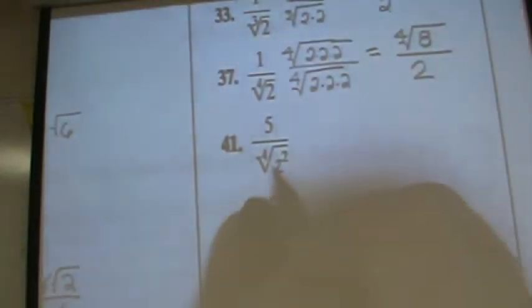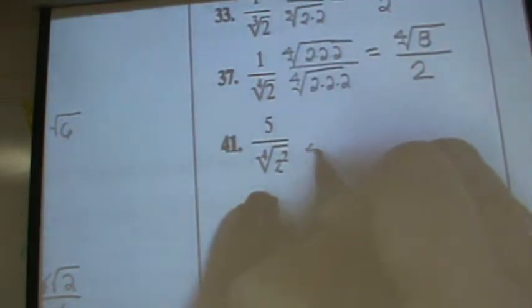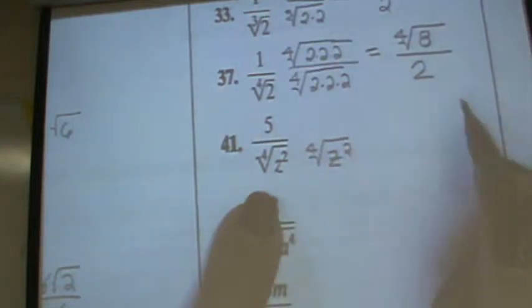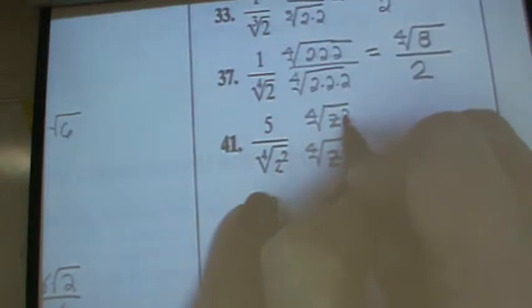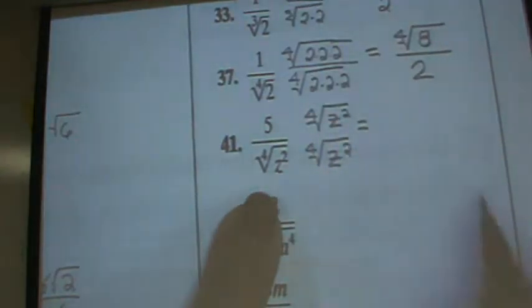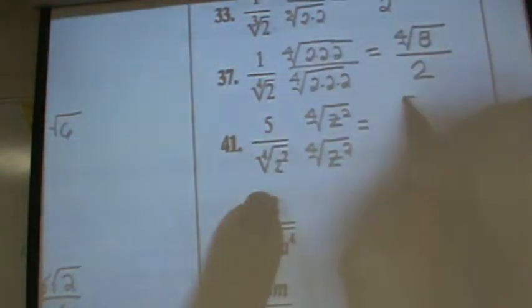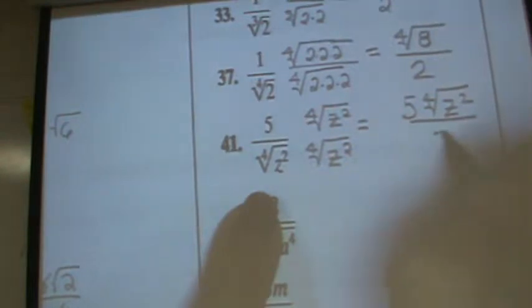For 41, I need 4 of a kind, and I have a z here. I have actually 2 of them. So I'm only missing 2 more to complete my set. So that means I only need 2 more at the top. So we have 5 times the 4th root of z squared over plain old z.